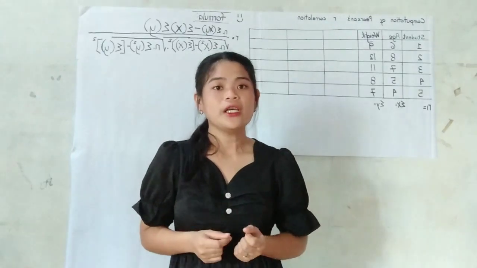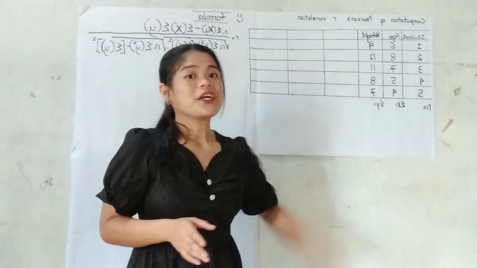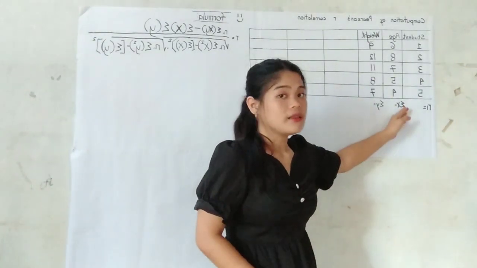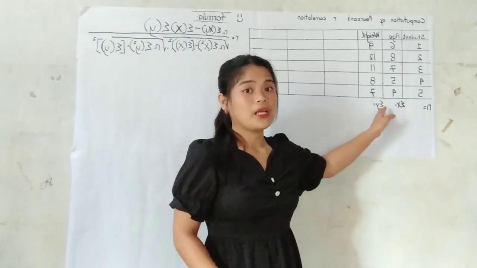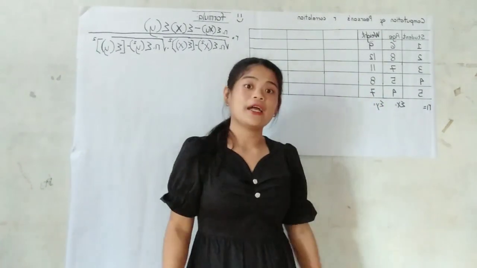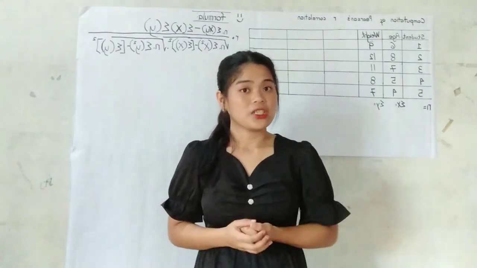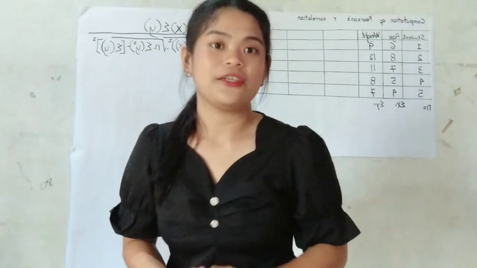Today we have the computation of Pearson's r, or correlation. If you can see, we have a graph here that includes the number of students, age, and weight. Age is the symbol X, and weight is the symbol Y. Before we get our correlation coefficient, we have a scientific calculation to solve.